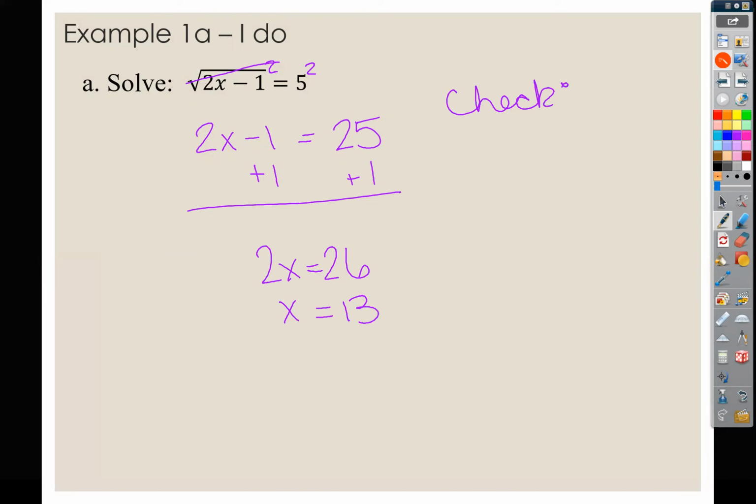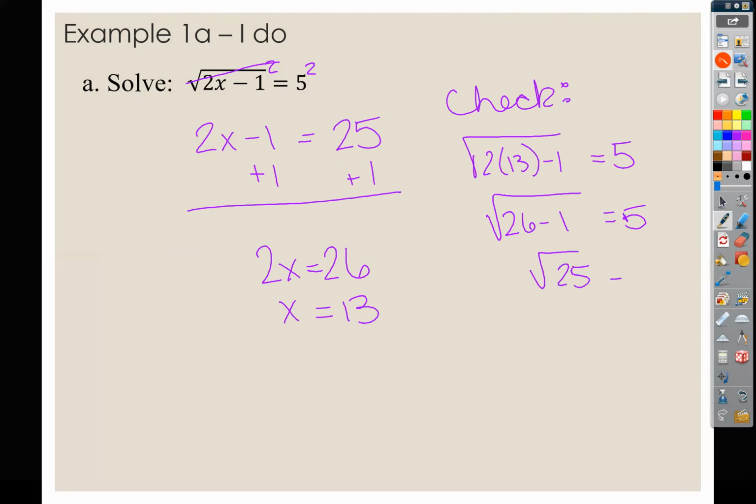So you check it by plugging it back in. So 2 times 13 minus 1 equals 5. So it'd be 26 minus 1. So the square root of 25 equals 5. And yes, that is true. So once your check works, you know that you got your answer.